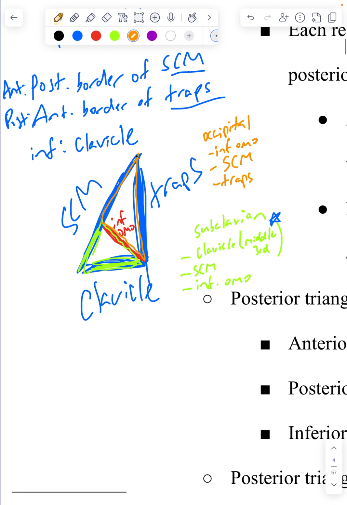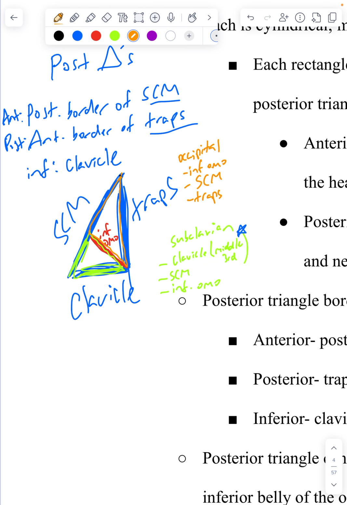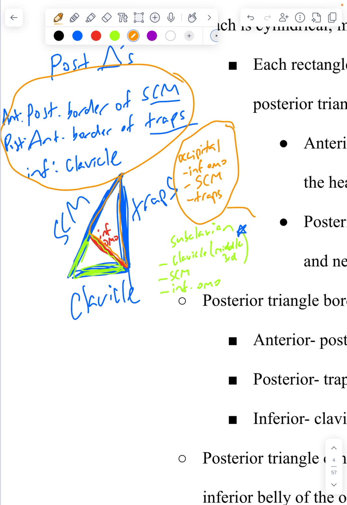So big posterior triangle, those are your borders. For occipital, these are your borders. Subclavian, these are your borders. And then we'll talk about the actual contents of them after this. But I want to make sure the borders are good.